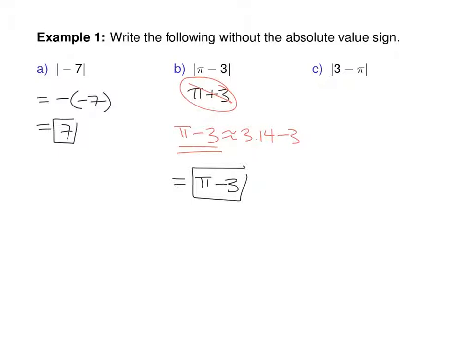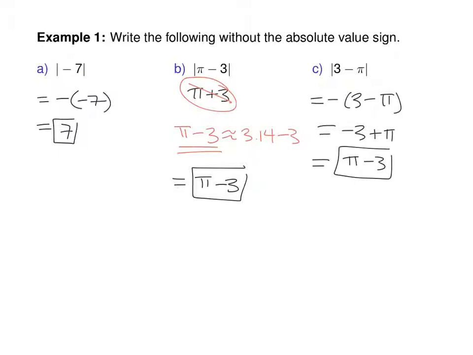Okay. All right, how about 3 minus pi? If pi minus 3 is positive, 3 minus pi is negative. So when you have a negative number, how do you absolute value it? Times by -1. So this becomes negative (3 minus pi), which is the same thing as -3 plus pi, or pi minus 3. It's the same thing, same answer as part B.